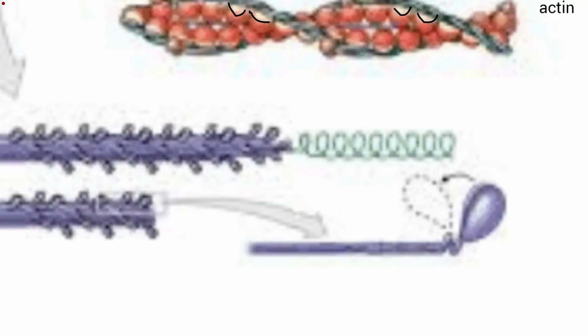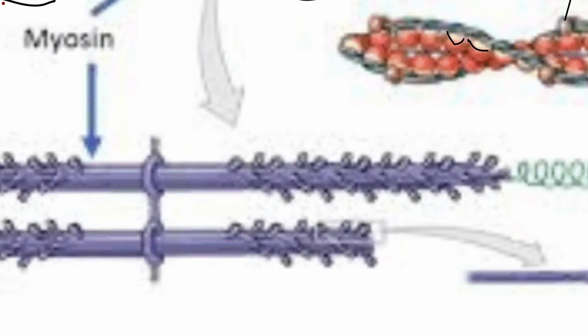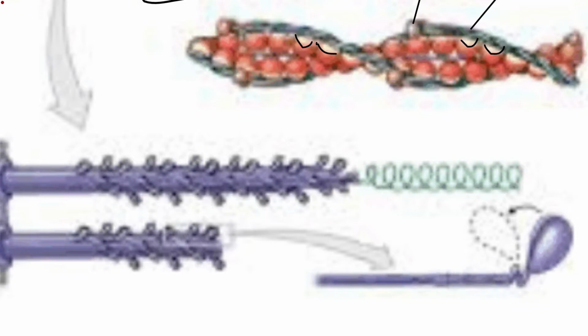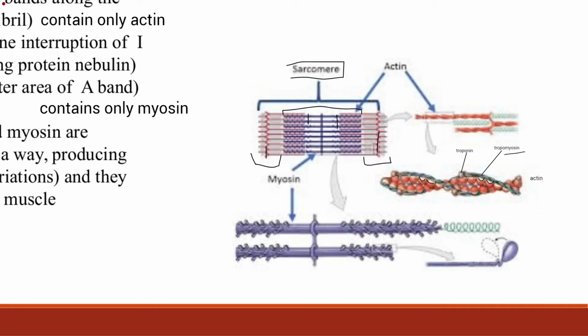Here is my myosin. We talked about it having the tail and the two heads on the end, and they bundle together to create these thick filaments. And then you have some elastic kind of connective tissue here at the end so it can recoil. And so the actin and myosin alternate and create the stripes or striations.